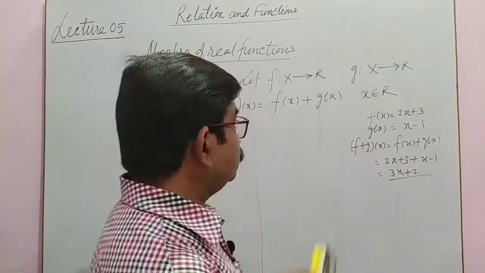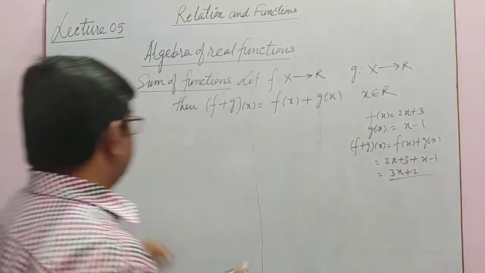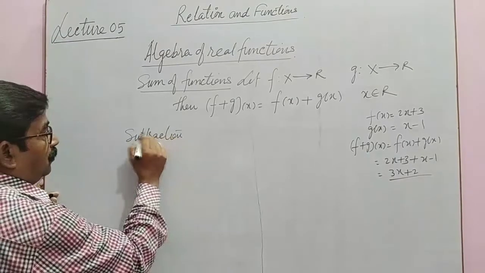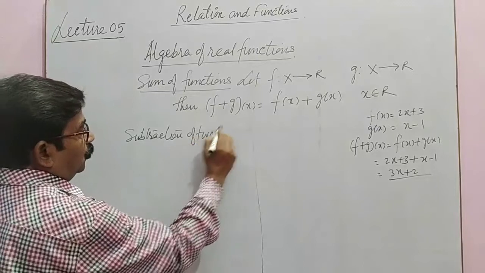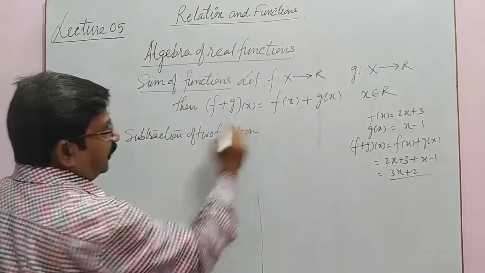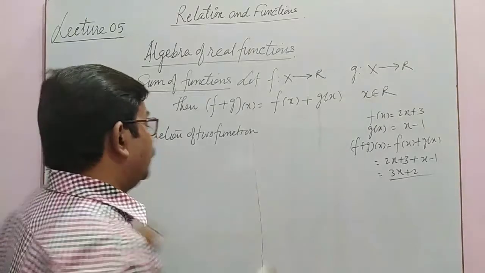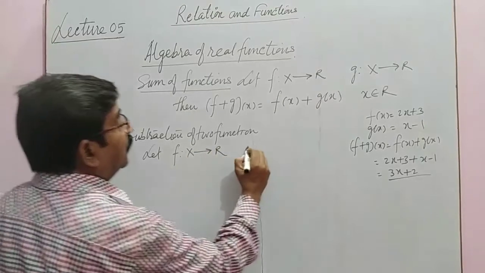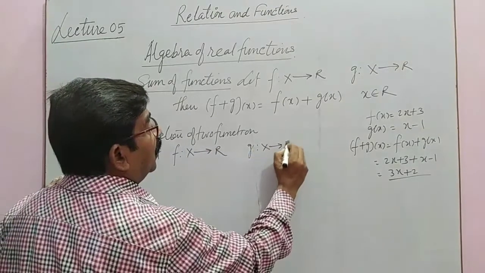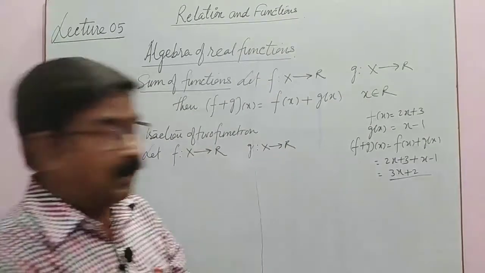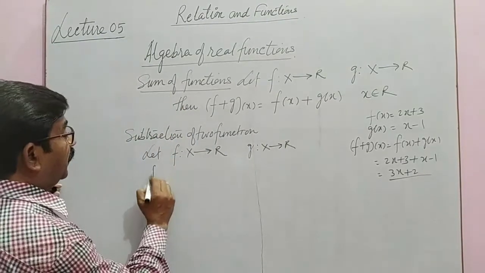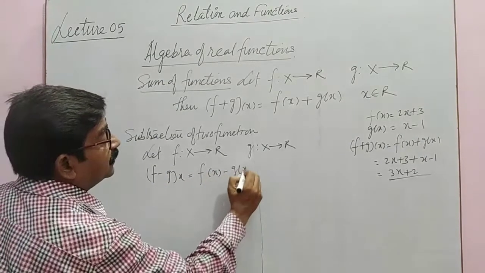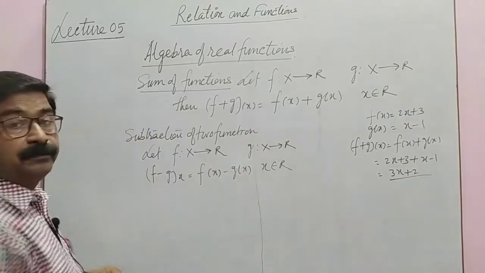Similarly, in case of subtraction of two functions, the same behavior will be there. Let f: X to R and g: X to R, meaning its domain is real. Then (f minus g)(x) is equal to simply f(x) minus g(x), and x belongs to R. Got it?